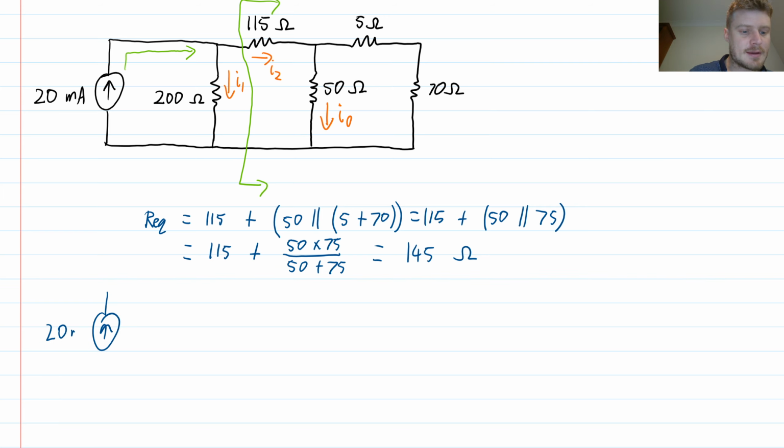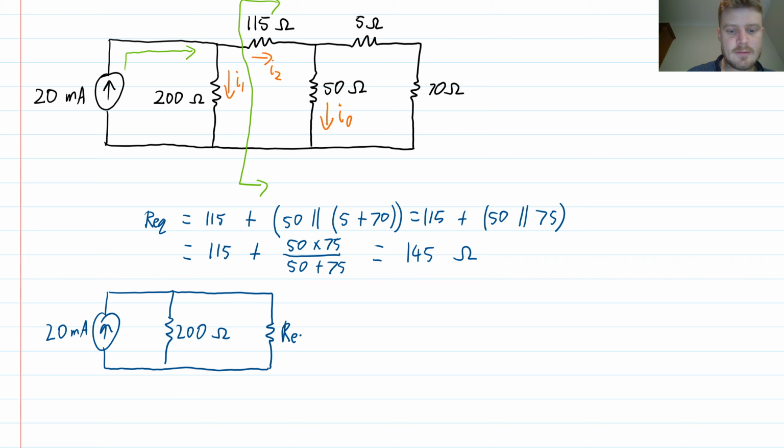So I can redraw my equivalent circuit based on this simplified set of resistors. So I have my 20 milliamp current source, which drives a 200 ohm resistor that is in parallel with this other network, which is R equivalent, which I just calculated to be 145.